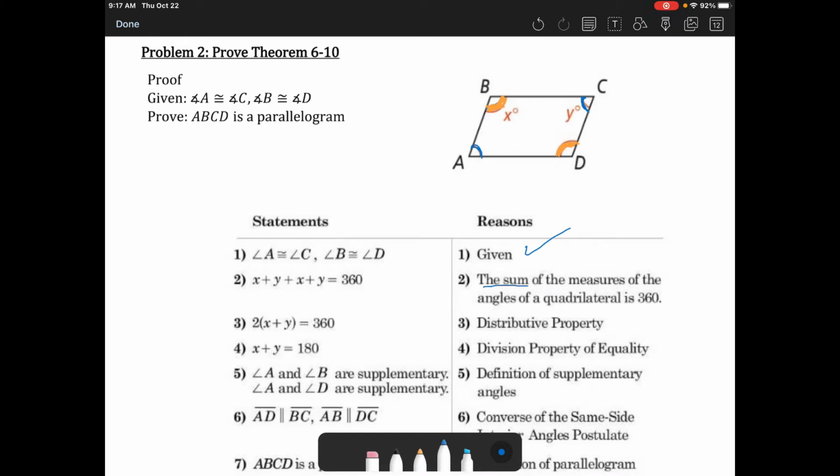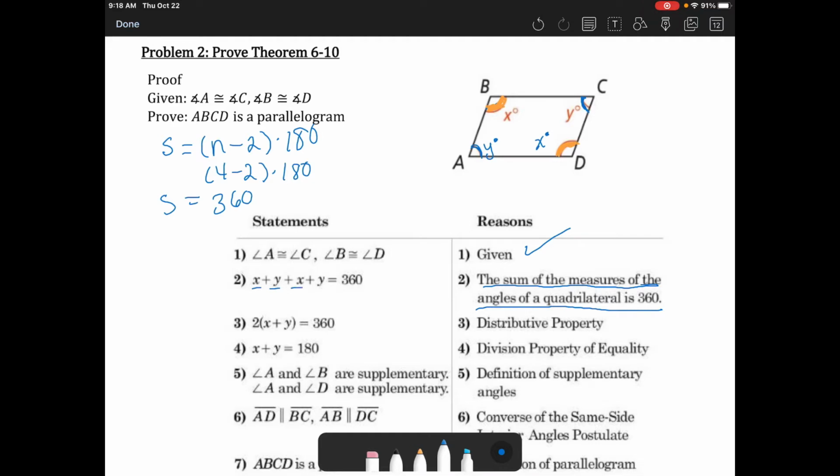Well, inside a quadrilateral, the sum of the measures of the angles of a quadrilateral is 360. Remember we talked about the sum formula. Sum is equal to n, the number of sides, minus 2 times 180. And so since this is a quadrilateral, that means there are 4 sides. The sum of the interior angles is equal to 360. So since A is congruent to C, that means that this is also y degrees. And since B is congruent to D, D is x degrees. So if we add up all 4 angles, the sum should be 360.